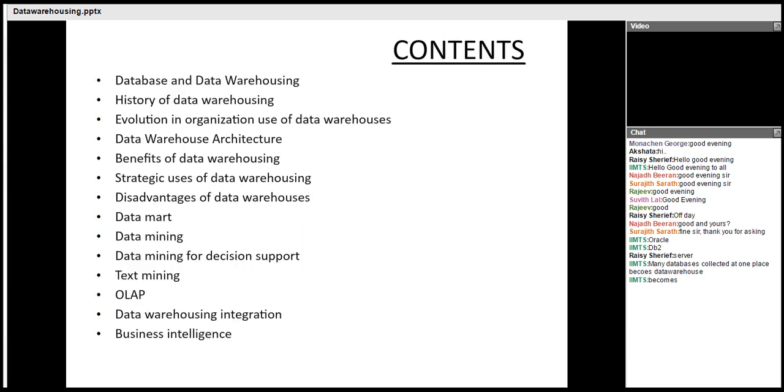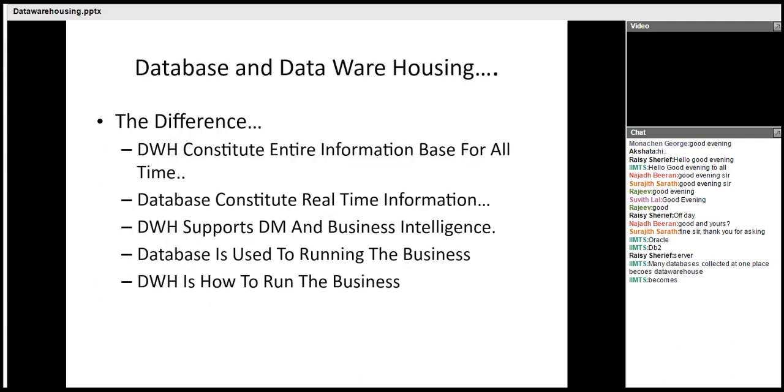So, data warehousing. Let us see it one by one. Now let us first see the difference between the database and data warehousing. The difference is that data warehousing constitutes the entire information base for all time. Database constitutes real-time information. Suppose, for example, I go to a bank and request the bank to open a bank account for me and my wife.